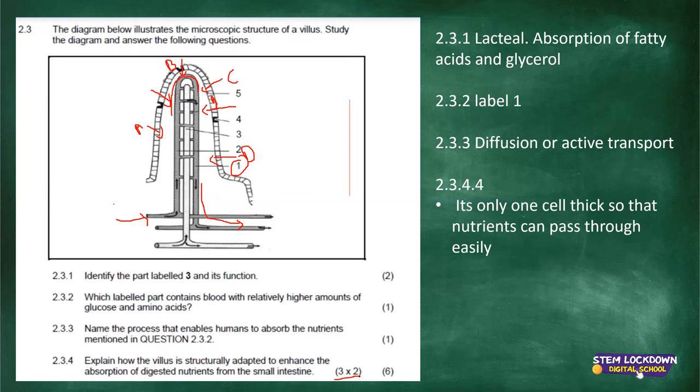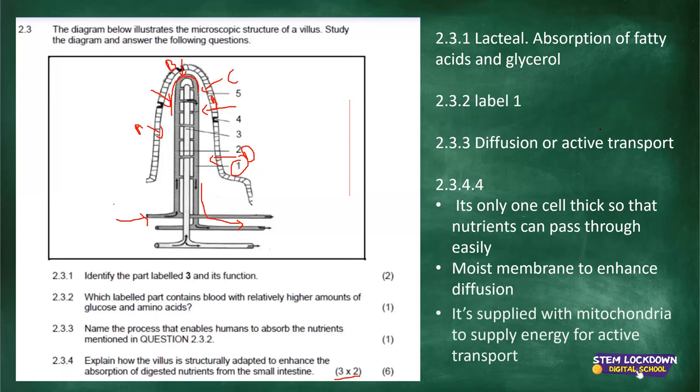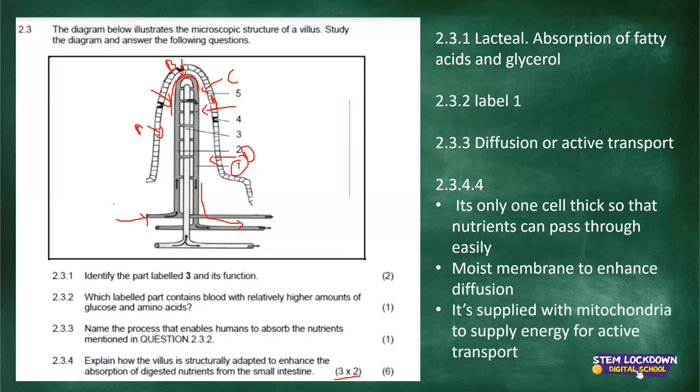So my first point is that it is only one cell thick, right? The epithelium cells are only one cell thick so that nutrients can pass through easily. Okay. The next point is that it has a moist membrane which enhances diffusion. The third point is that it is supplied with mitochondria to supply energy for active transport.